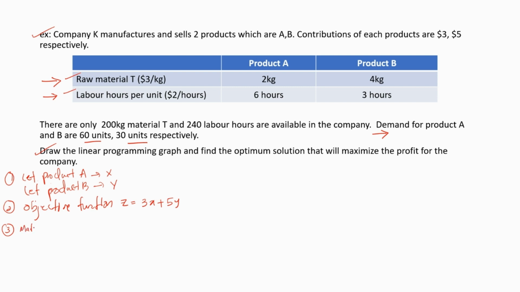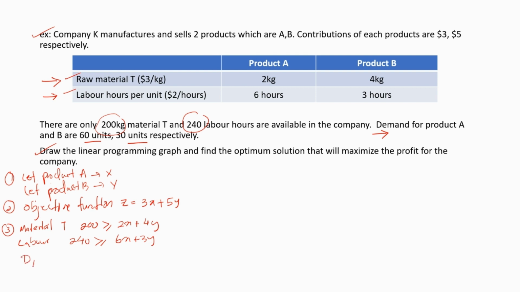Now let's model the constraint functions. For material T, the constraint function is: the company has only 200 kilograms of material T. So this is greater than or equal to the usage of the material in order to produce product A and product B. So 200 >= 2x + 4y. Now for labor, they only have 240 labor hours. 240 is greater than or equal to 6x plus 3y.